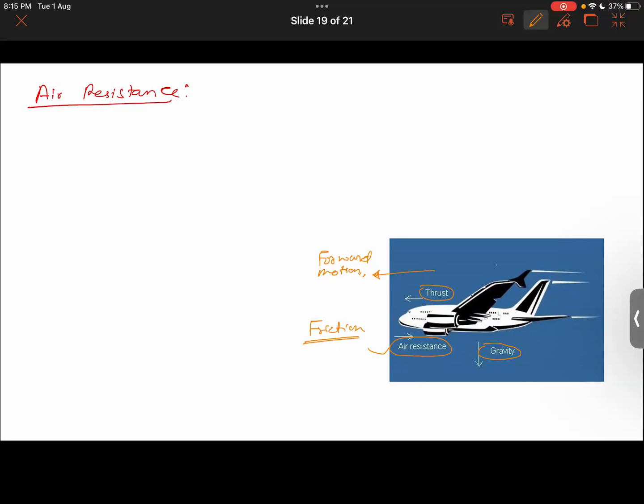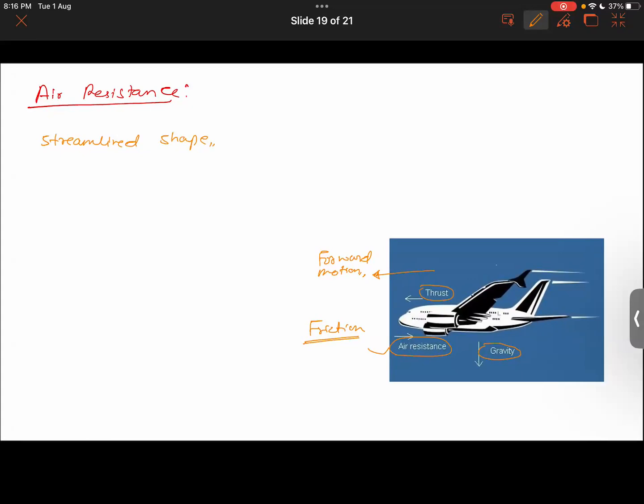Basically, you will see that to minimize the air resistance, the body of the aeroplane is of streamline shape. Streamline shape is similar to the shape of a fish, it basically cuts through the air. Basically the concept of aerodynamics is applied here.